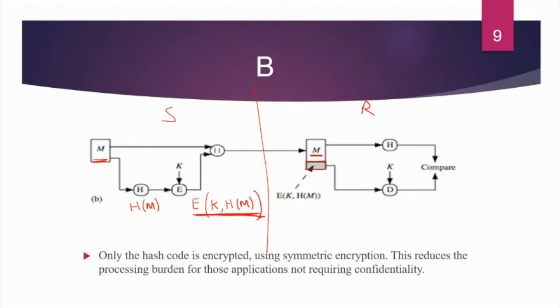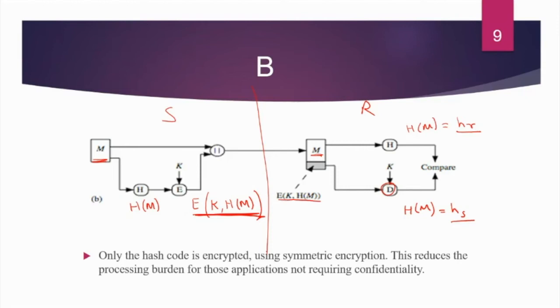At the receiver end, the receiver will separate the message from the encrypted hash code. The encrypted hash code will undergo decryption, and we will get the actual h of m. Let's call it h of s because this is coming from the sender. Then the receiver will compute h of m at his end, and suppose he gets h of r. Now h of r is compared with h of s. If both are the same, then we can say that the message is not tampered. If both are different, then we say that the message is tampered.